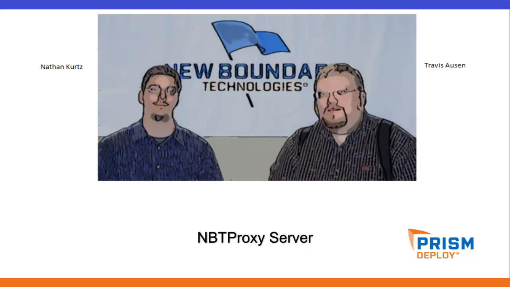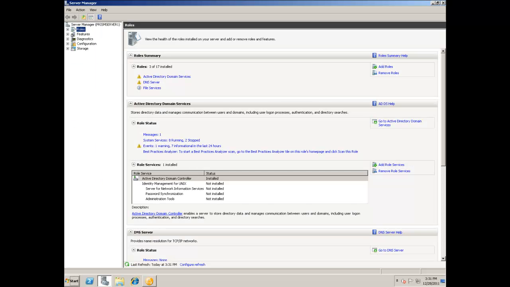Today we are going to talk about the NBT proxy server. So the first question is, what is the NBT proxy server? The NBT proxy server is an applet that can be installed to a Microsoft IIS web server that allows communication for the Prism client to happen over the internet. So machines that are not connected to your local network have the ability to talk to your Prism server.